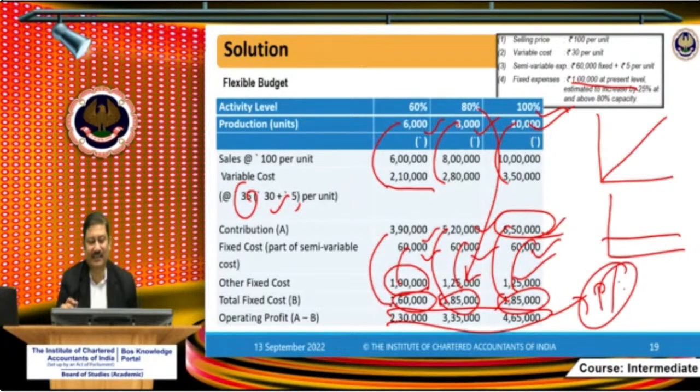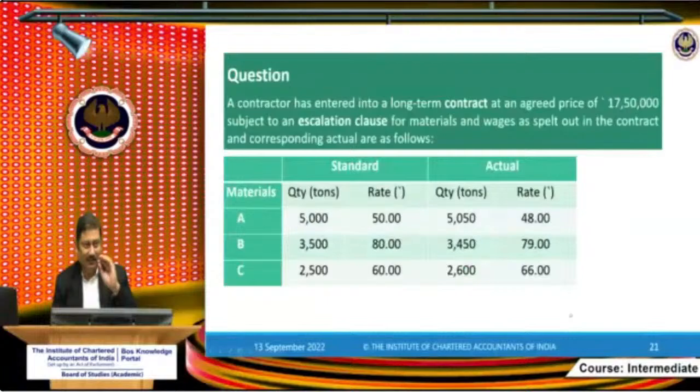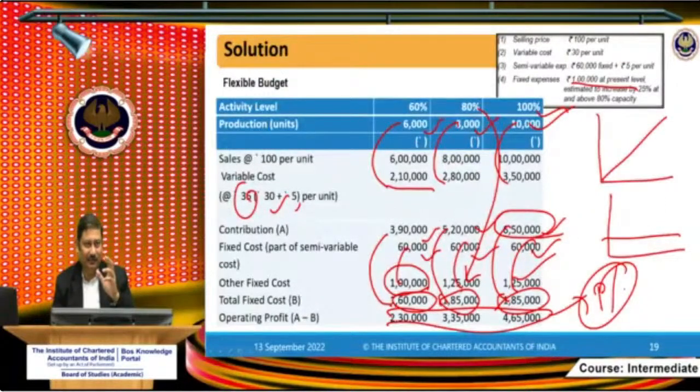So this is basically how the questions come. We have seen very recently a slab question, where there will be an increase in fixed cost for every 10%, for every 20%, and there may be some catch in the language itself.